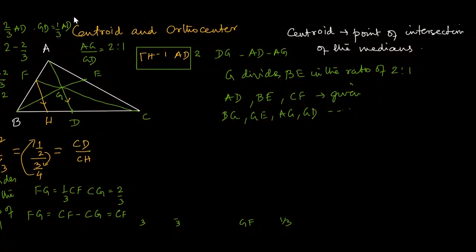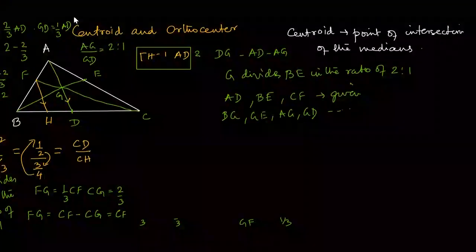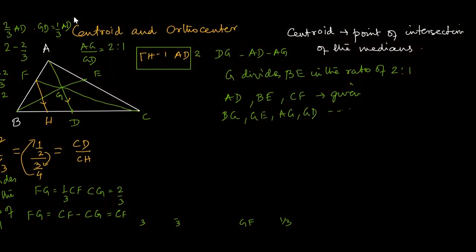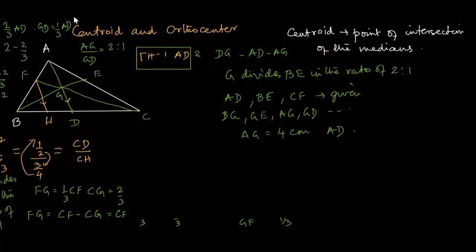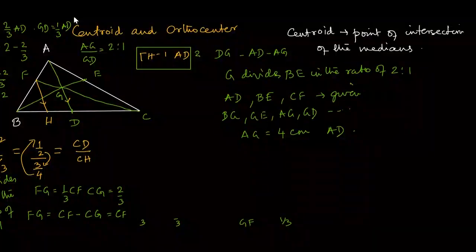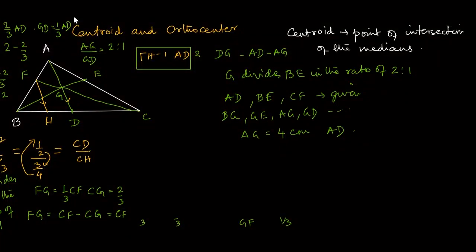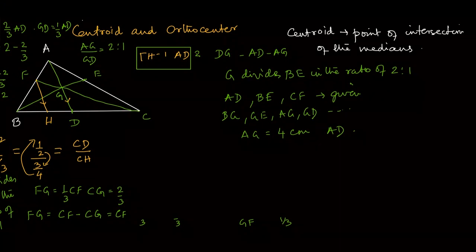It can be given the other way around also. It can be told that G is the centroid of a triangle ABC such that AG is equal to 4 centimeter. What is the length of the median AD? So these are different ways in which this particular property can be used to ask questions. Okay.